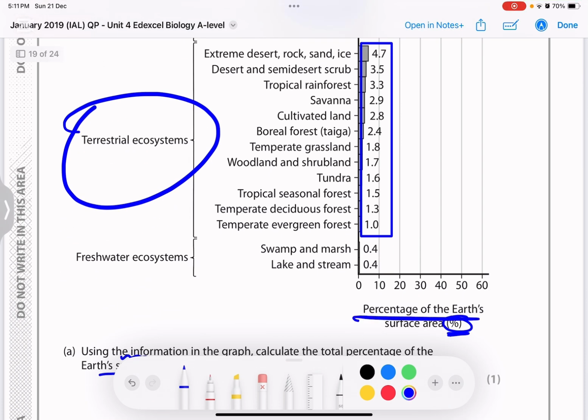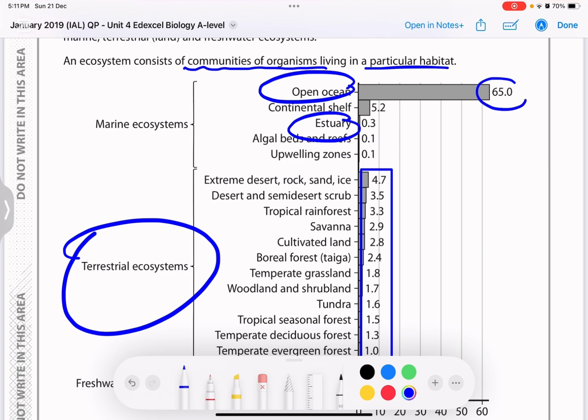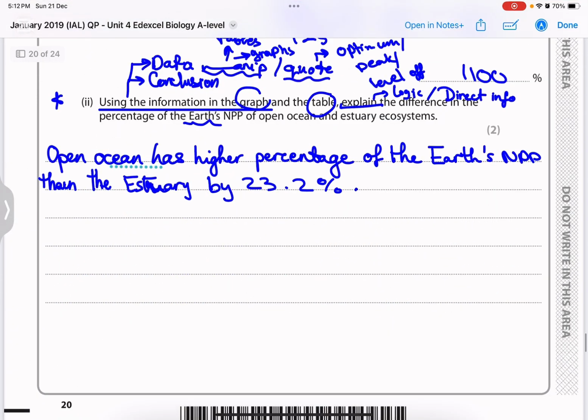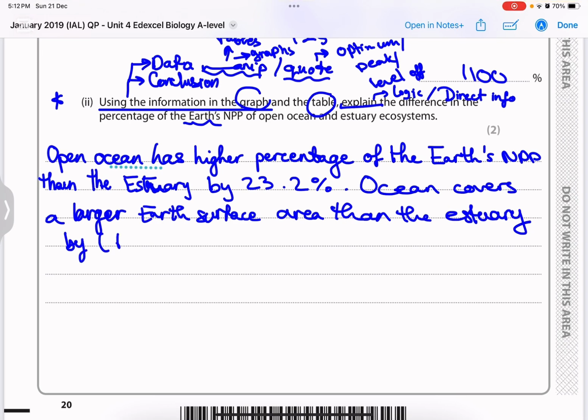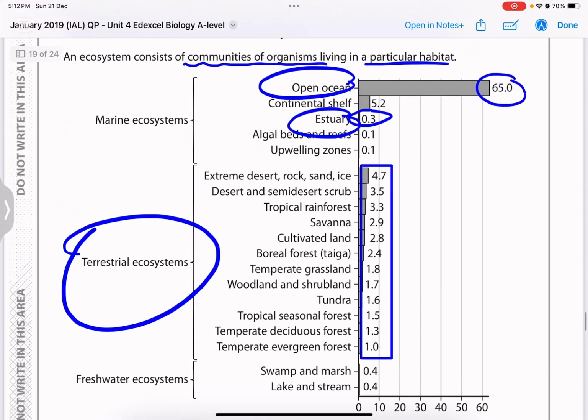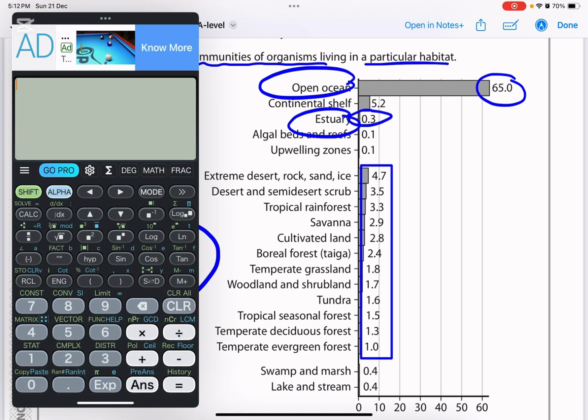I'm going to see that the percentage of Earth's surface area covered in open ocean is greater than the estuary, which is 0.3. So this is because ocean covers a larger Earth surface area than the estuary. You can also say by the difference between them, which is, oh Lord, it's huge.